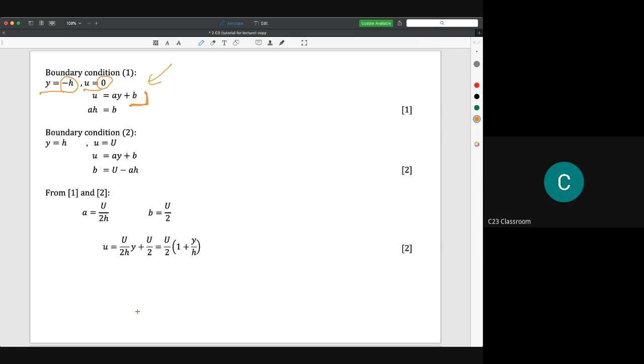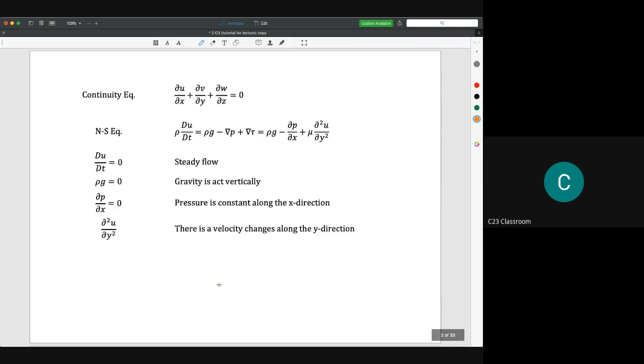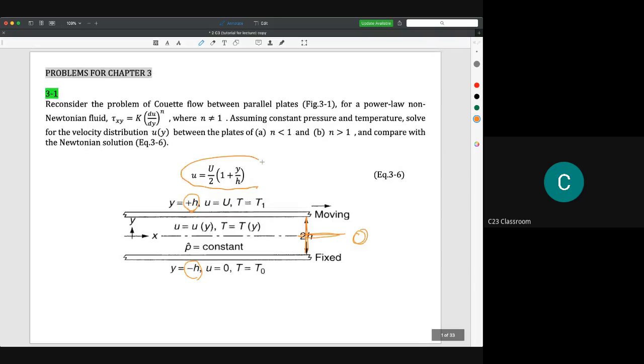Then we substitute the boundary condition, so we have ah is equal to b. Then we substitute the second boundary condition, and finally we have b equal capital U minus ah. Then we solve using these two equations. We will find that A is equal to this and B is equal to this, and finally we get U equal to this equation. This means we could prove this equation is the same as the equation stated in the textbook as equation 3.6.